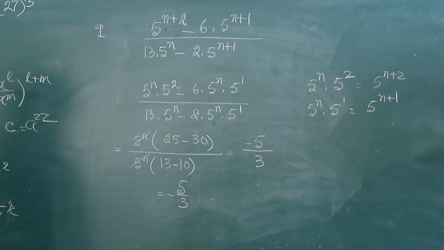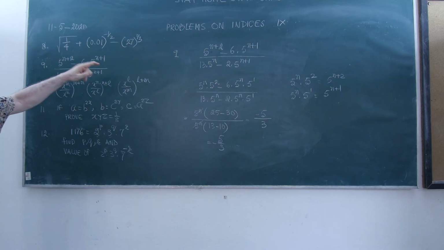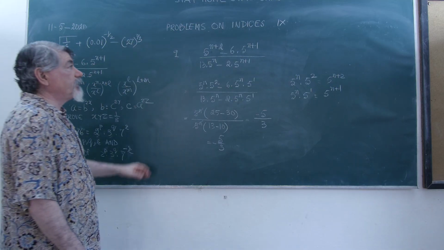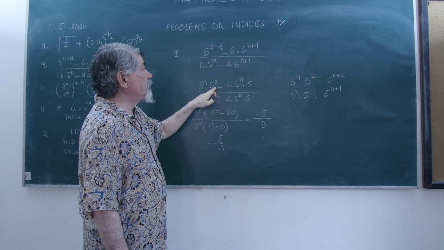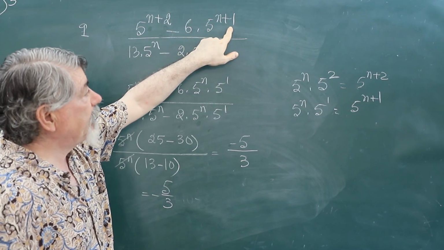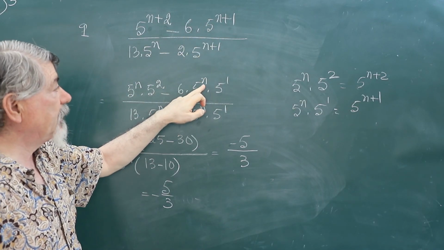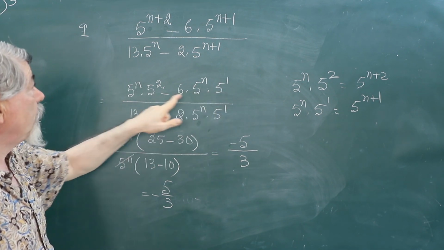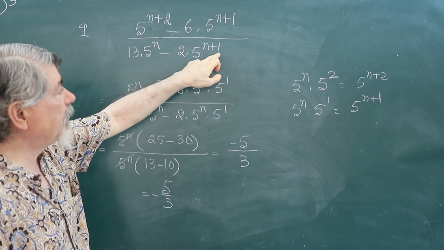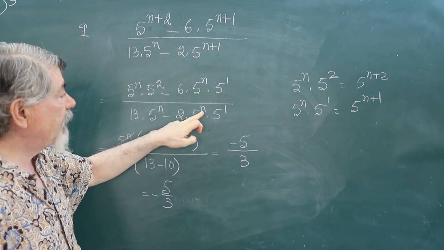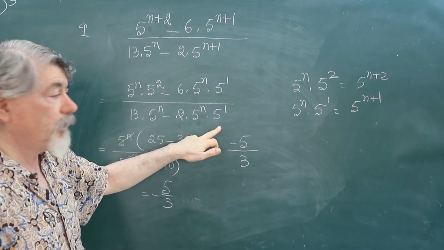Please see it once again. 5 to the power n plus 2 minus 6 into 5 to the power n plus 1, upon 13 into 5 to the power n minus 2 into 5 to the power n plus 1. So what I've done is I've broken up 5 to the power n plus 2 as 5 to the power n, 5 to the power 2. 5 to the power n plus 1 I have broken up as 5 to the power n, 5 to the power 1. And in the denominator I have broken up as 5 to the power n and 5 to the power 1.